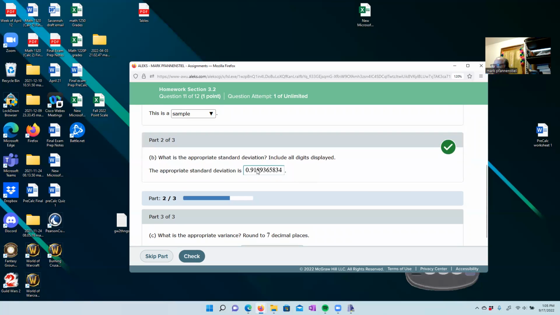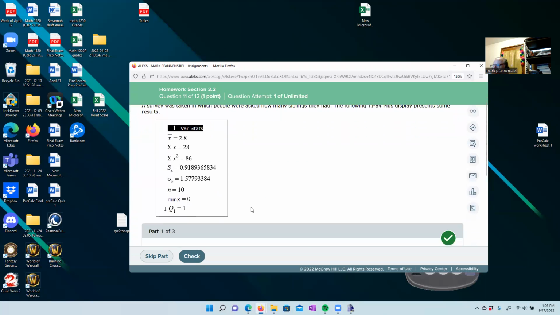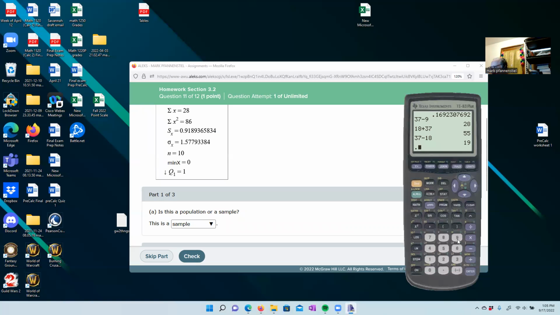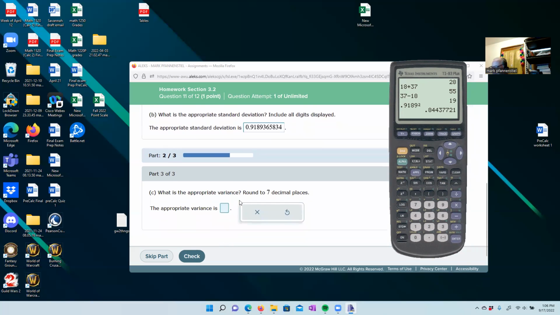Yay, we did that. And then what is the appropriate variance? All we're going to do is take this number here and square it. Did they tell us the squared? No, they did not. So we're just going to take our sample standard deviation and square it. So 0.9189, and I'm not going to write down the whole thing. We're going to square it to see what the variance is. So 0.844. I'm going to round this 7 and make the 3 a 4. So we're going to say 0.8444, and we'll see what we get here.